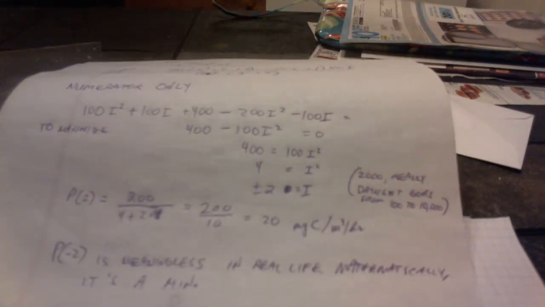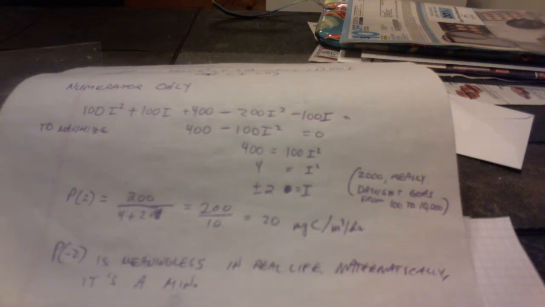Then we put the 2 into the formula for P, and we get 20 milligrams of carbon per cubic meter per hour. And then P of -2, because if you see, I squared equals 4, so I is plus or minus 2, but you can't have light intensity of -2,000 foot candles. 0 is dark, so you don't have negative foot candles. You don't get owed light. So anyway, that's that problem.